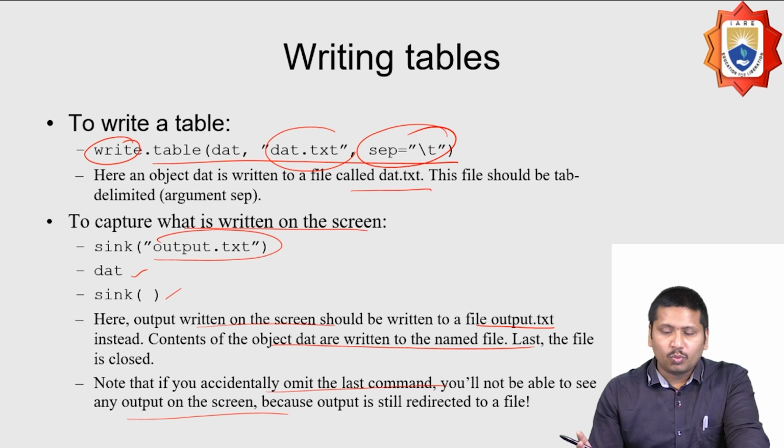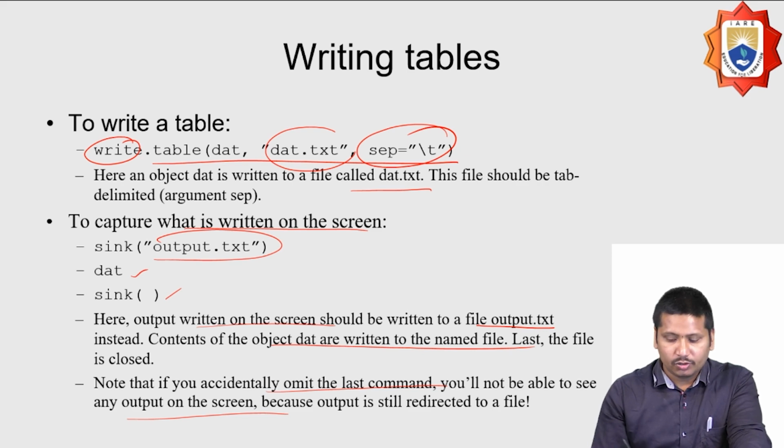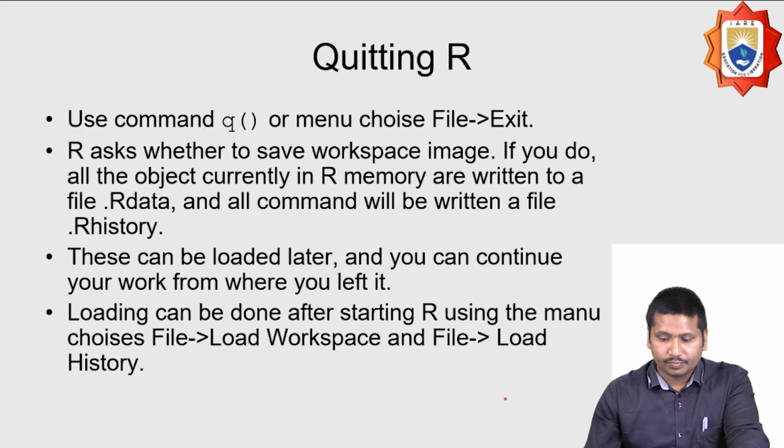In order to capture what is written on the screen, like sync output.txt, we use the sync function. Once it is called, the output is going to be returned to the file instead, and then the contents of the object are drawn to the named file. Finally, how to close the file. If I accidentally omit the last command, we will not be able to see any output on the screen, because the output is still redirected to the file.